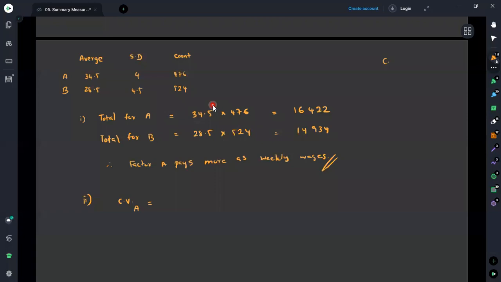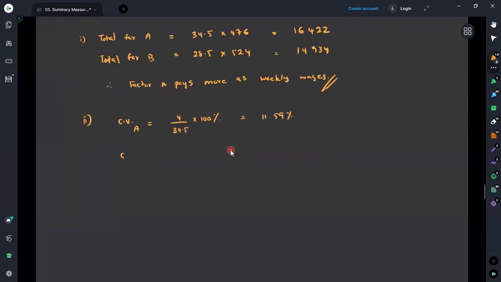The coefficient of variation can be obtained as S over X bar, the sample standard deviation over the mean, multiplied by 100%. S is given as the sample standard deviation, it is 4. Then the mean value is 34.5, multiplied by 100. Then we'll get the coefficient of variation as 11.59, and we can take it as a percentage.